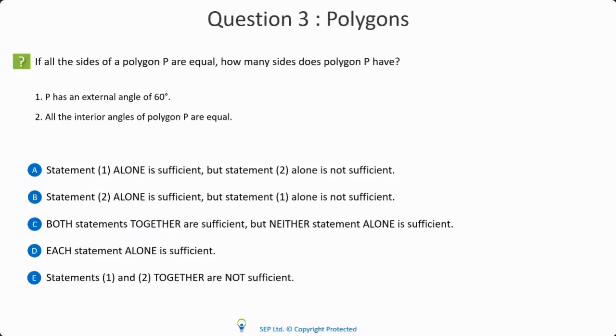Anyone? All the sides of a polygon are equal. What inference can we make? Or can we make any inference? Either way, you can let me know. Okay, Sugandha says regular polygon. Elena says a hexagon. All internal length equal, could be a square, regular polygon.